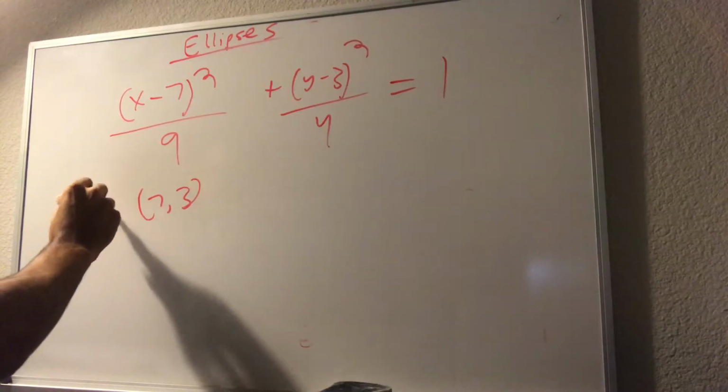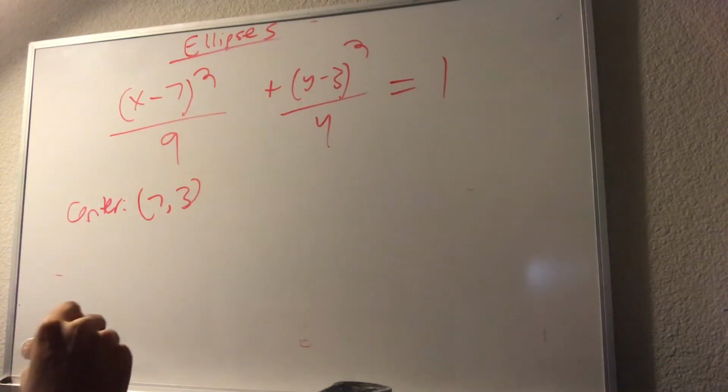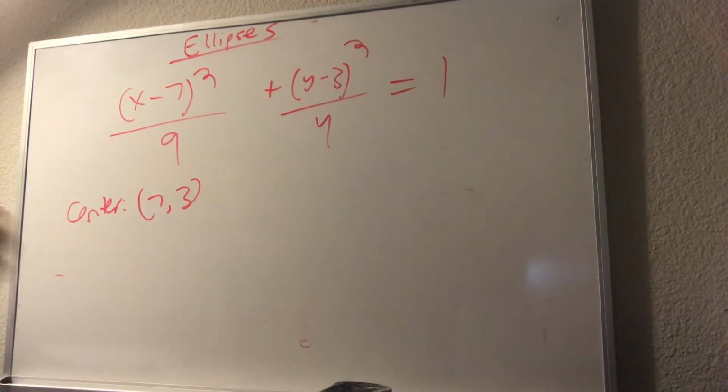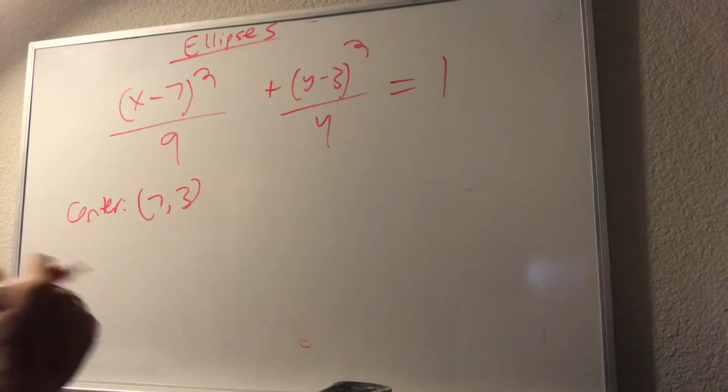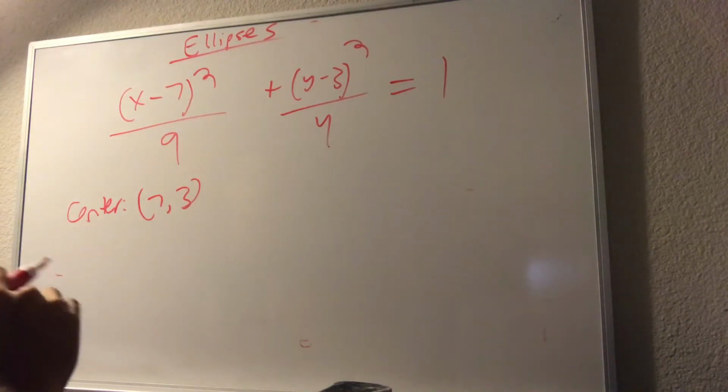7, 3 is the center for this ellipse. And looking at the other characteristics, before I really determine what the other characteristics are, I want to go over a specific formula.